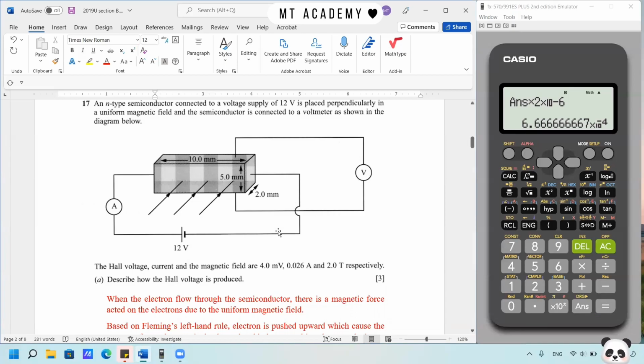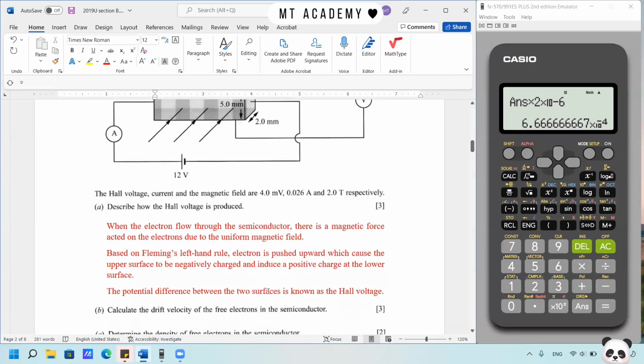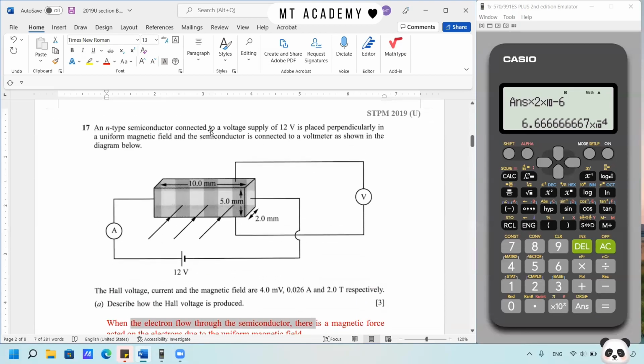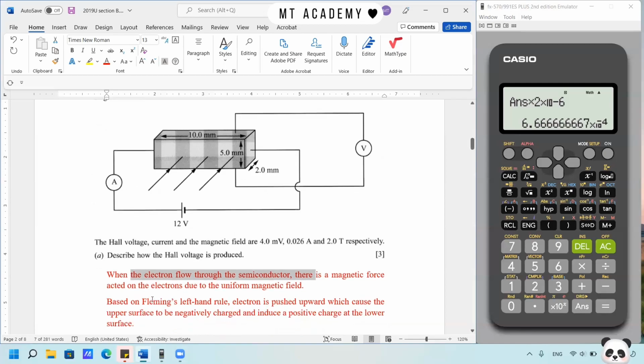And here, we would answer the question on describing how the Hall voltage is produced. So you need to remember the phenomenon, how it is happening. When there's a current flowing through this semiconductor, we learn that there's an electron flow through the semiconductor, and we have a magnetic field. According to the question, it is perpendicular in a uniform magnetic field. So you have a moving charge and you have a magnetic field, so we have the magnetic force applied on the moving charge. So it is about the Fleming left-hand rule.